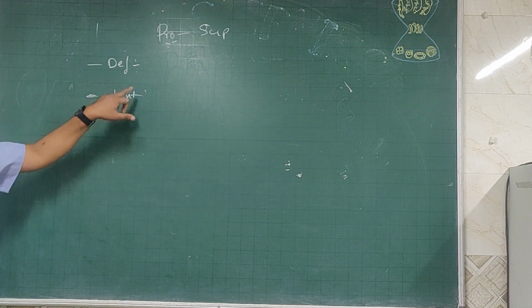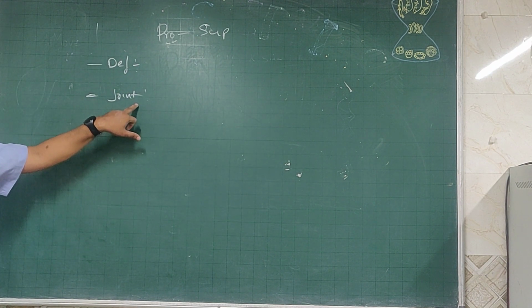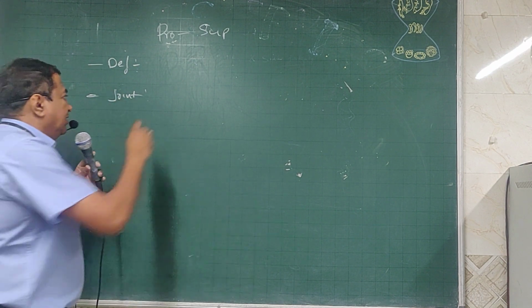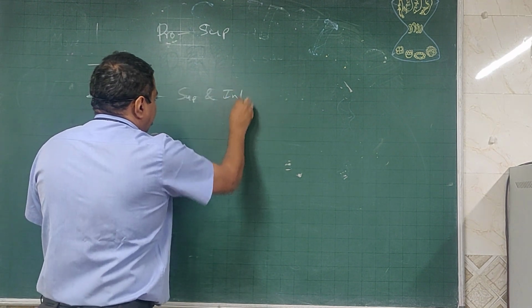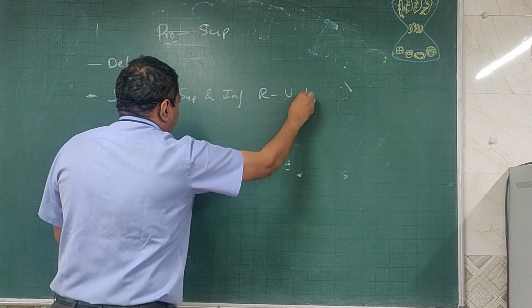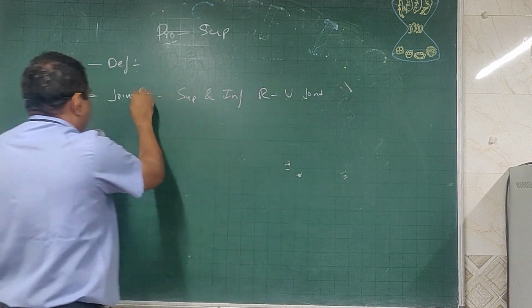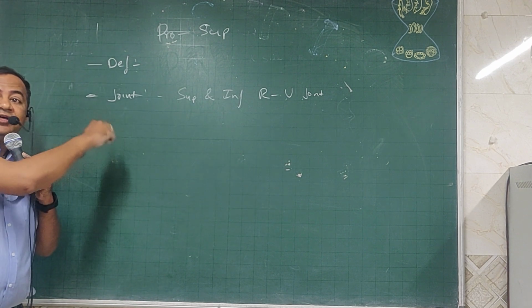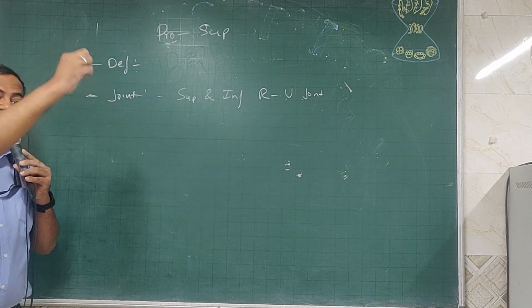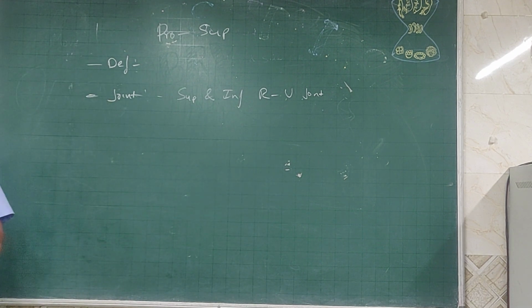Define the movement, talk about at which joints the movement takes place. The joints here are superior and inferior radioulnar joints. So the joints, and many other kind of joints we can, but in your answer you have to write joints at which the movement takes place. Okay?